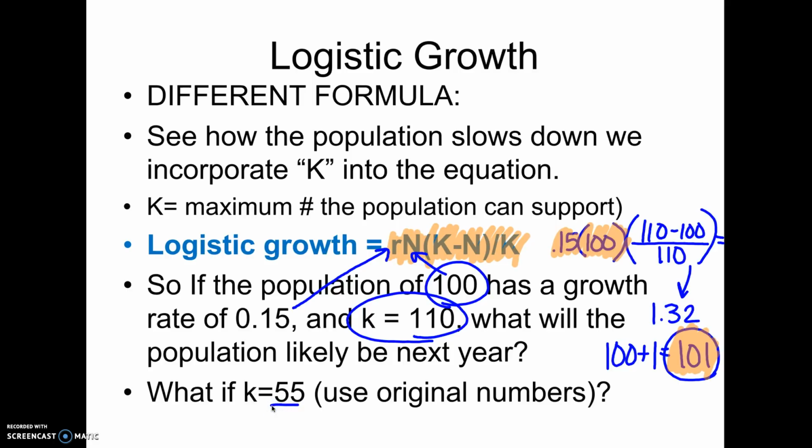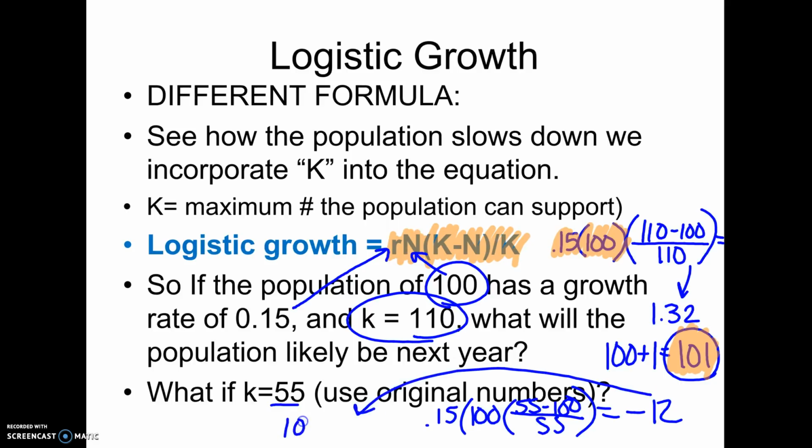If K is 55, now our carrying capacity is actually smaller than the size of my population. So again, if I do my 0.15 times 100 times 55 minus 100 over 55, I'm actually going to get a negative number. I'm going to get about negative 12. In other words, right now my population is over its carrying capacity. So I would expect the following year that my population would actually go down. And I would expect maybe only around 88 the following year. So that's how you use these two formulas. And again, this second one is more realistic to what we would really see in nature.